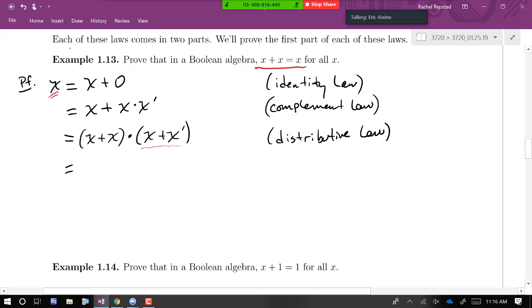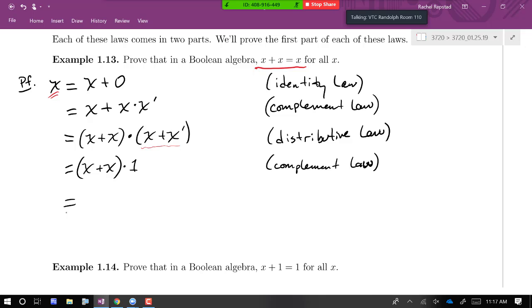That's a 1, right? That's with the complement law on the previous page. So this is x plus x times 1. And there's one more axiom to use. What do I get if I multiply anything by 1? It's the one at the bottom. You just get itself. So this is x plus x.